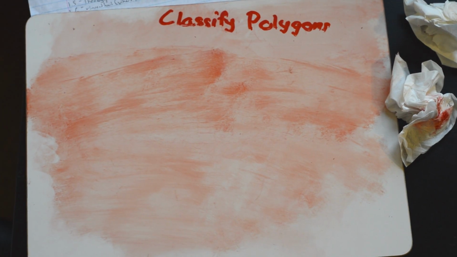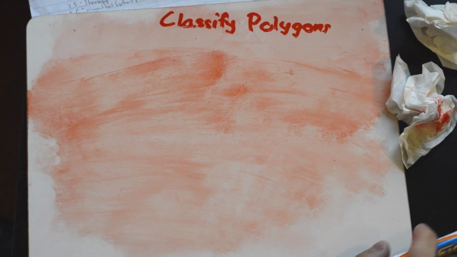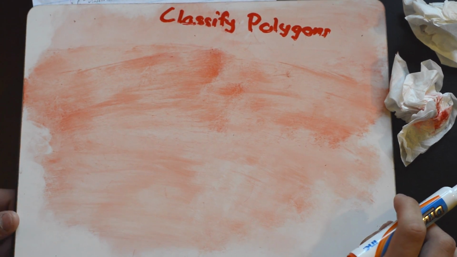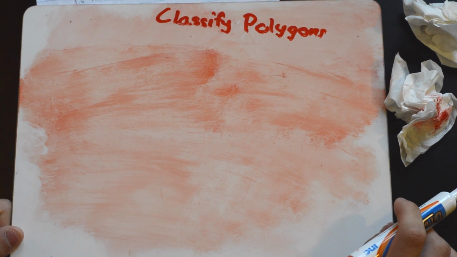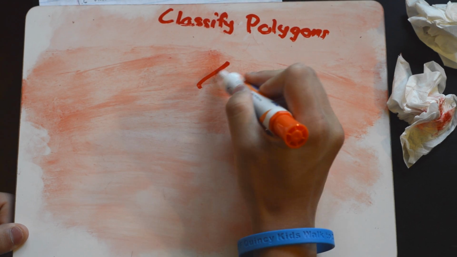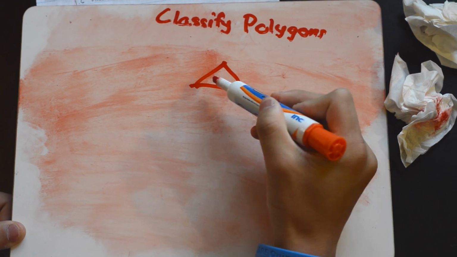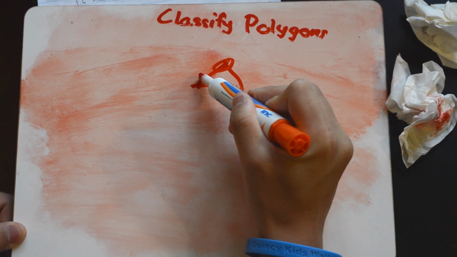Hello, I'm Vihart, and today I'll be classifying polygons. A polygon is a closed plane figure with two or more sides. These sides are connected to two other sides at its endpoints.